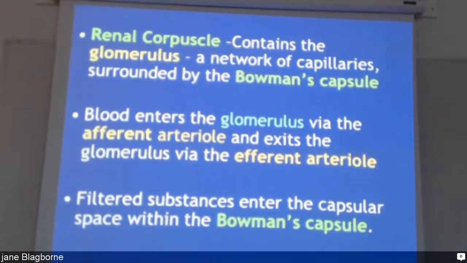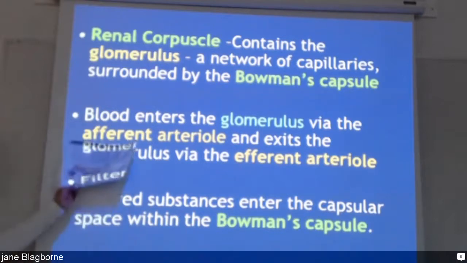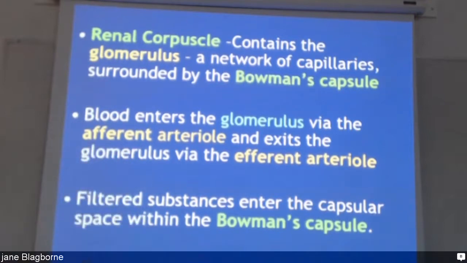The renal corpuscle contains the glomeruli, and we talked about the Bowman's capsule already, and we saw it in the picture. So the blood enters the glomeruli via the afferent arterioles. Here we go with the efferent again. So afferent is going in and exits by the efferent. The filtered substances enter the capsule space in the Bowman's capsule. So the glomerulus is sitting in the middle, and then you've got this little balloon shape around it, which is the Bowman's capsule, and the fluid sits in that capsule for filtration.